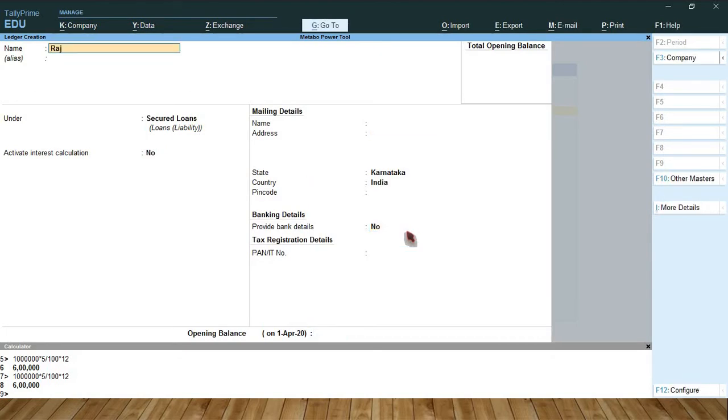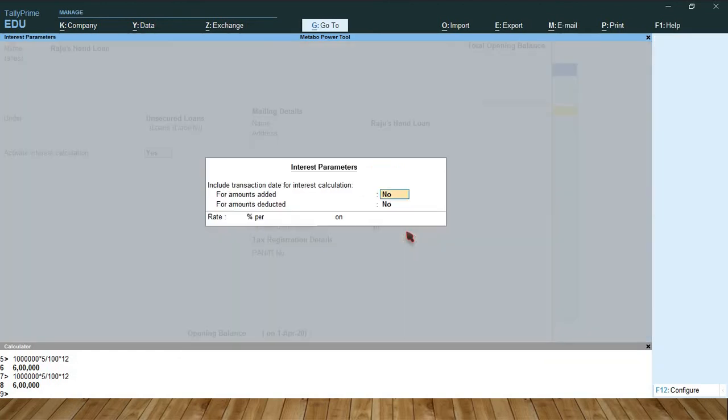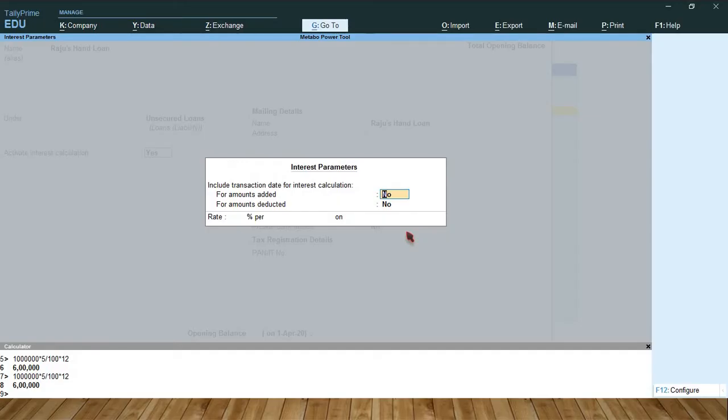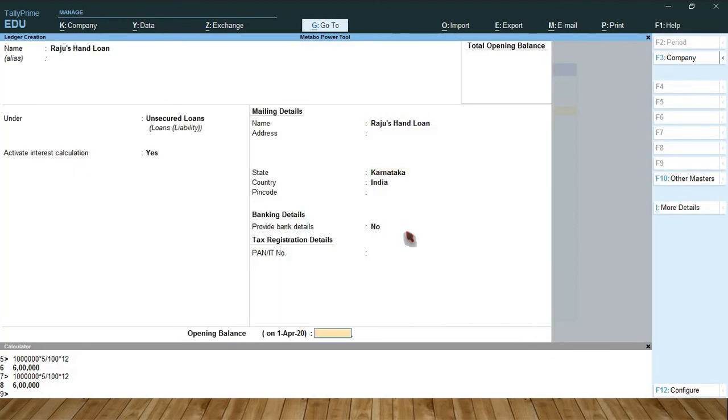So next one, Raju Sand loan, under unsecured loan. Activate interest calculation, set to yes. So Raju Sand loan 2% per month. For amount added, set to yes. For amount deducted, no. 2% per calendar month, because you have to pay the interest to Raju's every month. That's why you have to select calendar month. On credit balances. Accept.